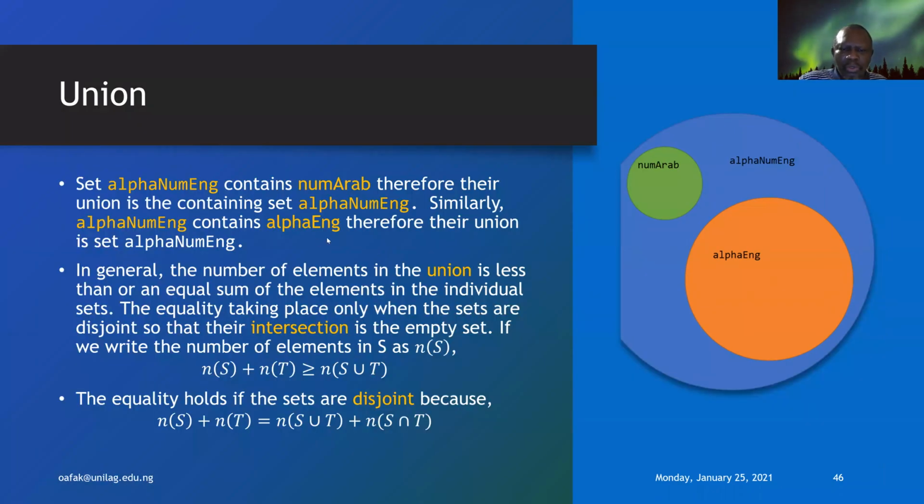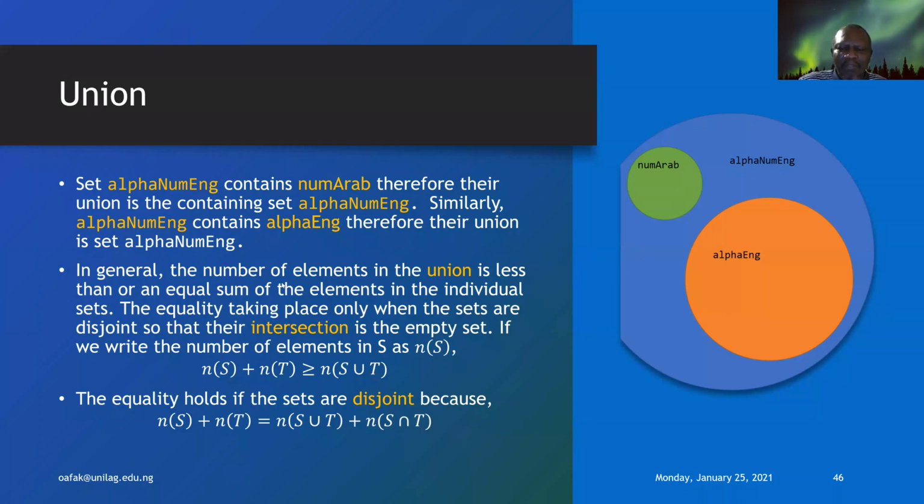So the set alphanumeric edge contains numeric Arab. Therefore, their union is the containing set alphanumeric edge, like we have said here. Similarly, alphanumeric edge, which is this one, contains alpha edge, which is this one. Therefore, their union is alphanumeric edge. So the union of this and this is this. The union of this and this is this. In fact, the union of the three of them is still this, since this contains both of them.